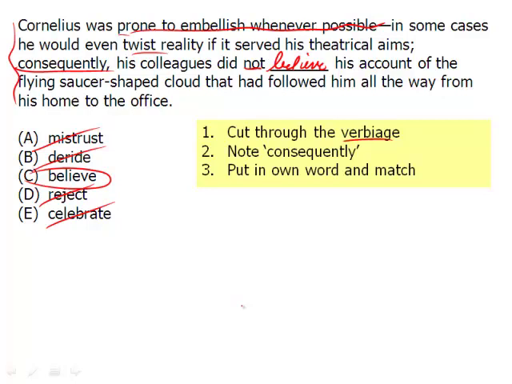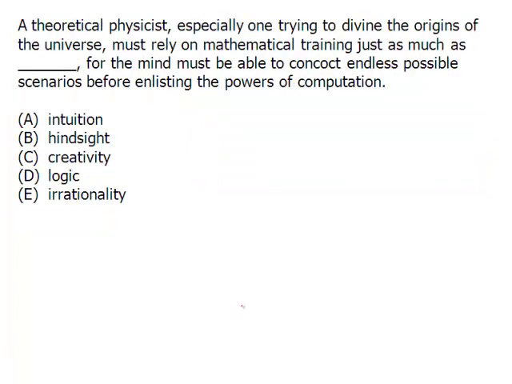However, there are sometimes difficult text completions, whether single or double, triple blank, that deal with cause and effect structures, such as this one. A theoretical physicist, especially one trying to divine the origins of the universe, I kind of call this a little bit of verbiage, just get rid of it, must rely on mathematical training just as much as, that's actually an interesting construction now that we're here. Doesn't really have to do with cause and effect sentences, but the structure, mathematical training just as much as, mathematical training of course being A, just as much as whatever goes in here B, shows that they are equal. So mathematical training is just as important as something else.